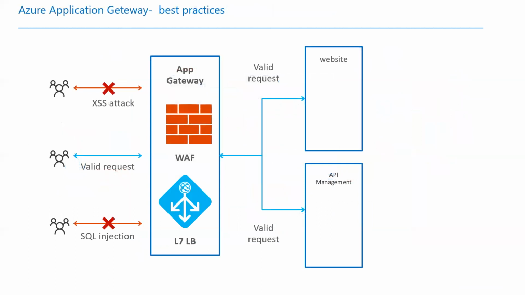So in this, let's discuss some of the best practices of the Azure Application Gateway. I will be discussing more details of the Azure Application Gateway during the implementation, but a few points to remember here. We are going to use this Azure Application Gateway for filtering the web vulnerabilities coming from the internet.